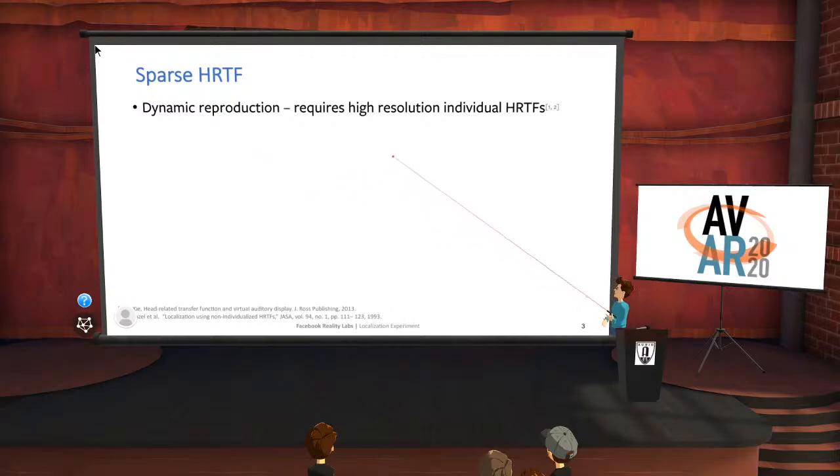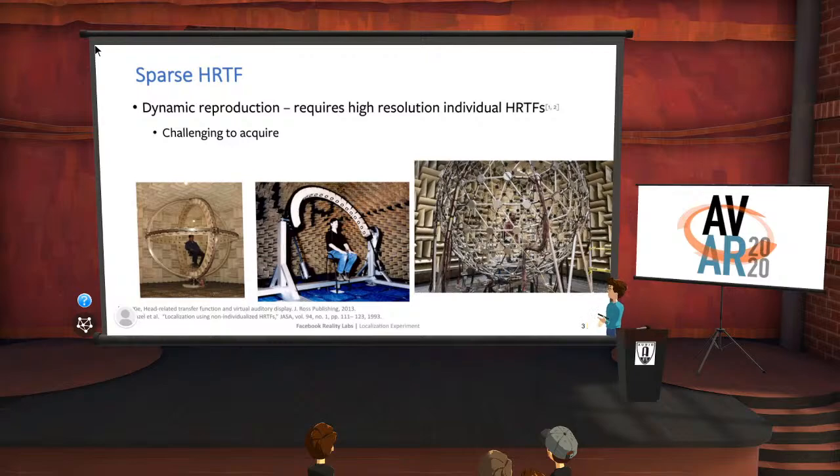Dynamic binaural reproduction requires high resolution individual HRTFs. But as most of you probably know, it's quite hard to acquire such HRTFs. Here we have, for example, three different HRTF measurement systems. As you can see, they require quite special equipment and quite a big anechoic room. Although there are some recent developments, and there are other systems that allow individual HRTFs to be acquired more easily, it would still be good to have the ability to use sparse HRTF measurements.